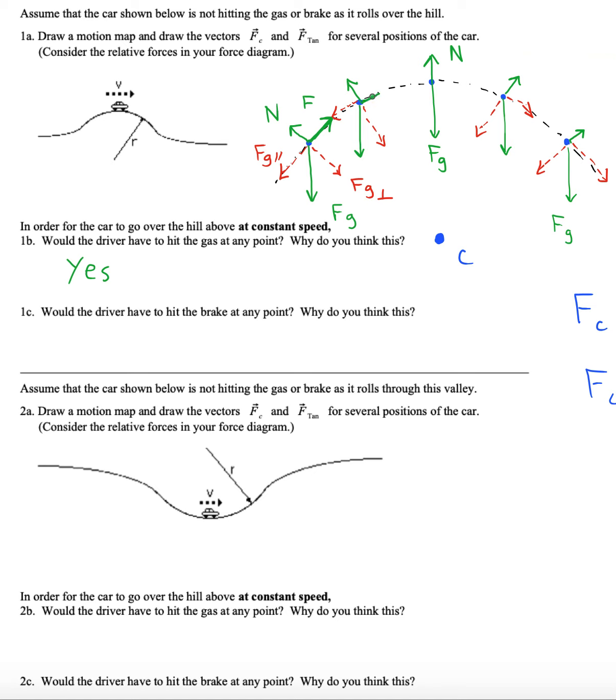And we have to have that here as well. So the person can actually ease off the gas as they get toward the peak. When they are at the peak, they don't want to hit the gas or brake at all. But what about on the way down? Should they hit the gas or the brake? Well, they hit the gas on the way up. And they have to hit the brake on the way down.